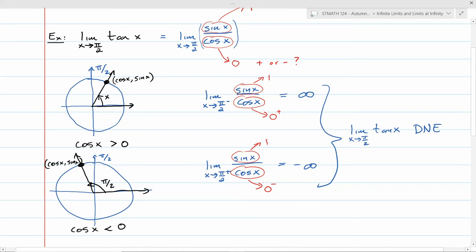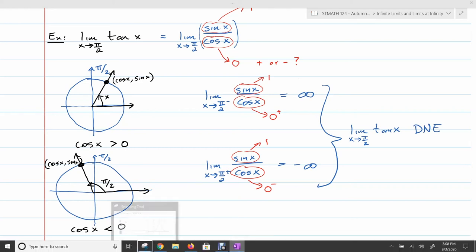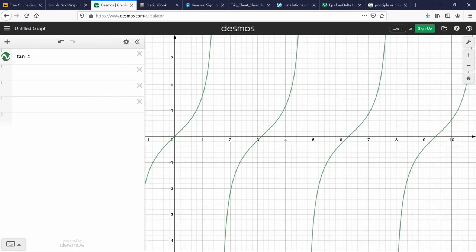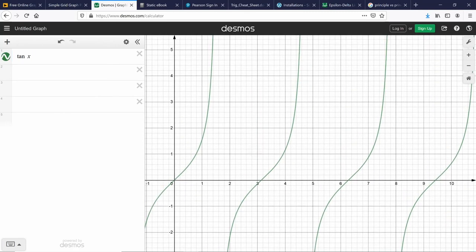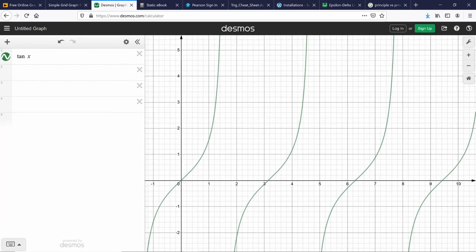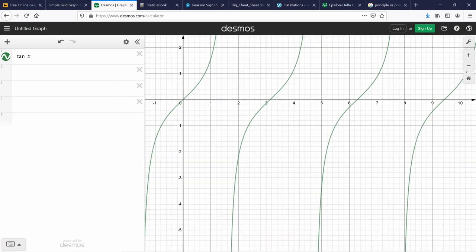Let's quickly take a look at the graph of the tangent function on Desmos around pi over 2. Pi over 2 is like what? 1.7? So you're having a 1.7 as you're going up this branch right here. It takes a while to get there, but you can see that it's this asymptote right here between 1 and 2 on the x-axis, and it's going to positive infinity on the left-hand side, and it's going to negative infinity on the right-hand side of that asymptote.